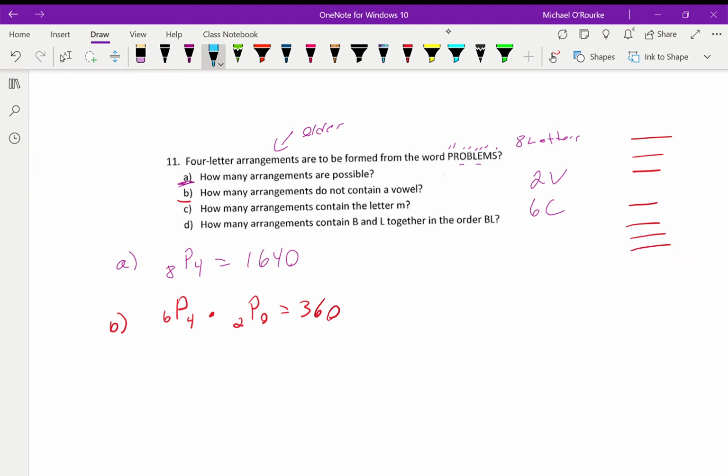So wait for my blue pen to come up. Come on, blue pen. There we go.